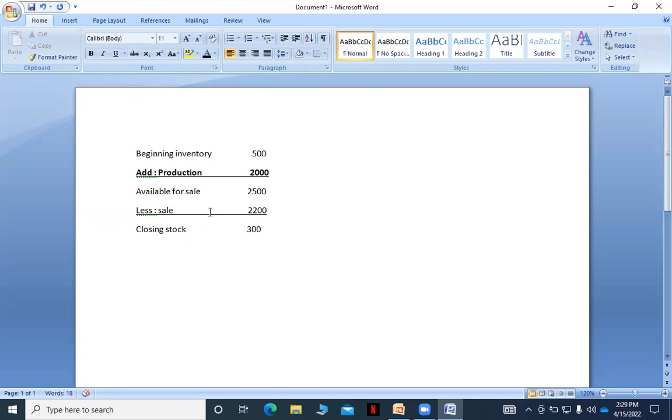আমাদেরকে প্রোডাকশন ইউনিটটা বের করে নিতে হবে। For example, if our sale amount is given and our closing stock is given, in that case we'll do it this way. See how we'll calculate the production unit. We'll calculate the production unit this way.